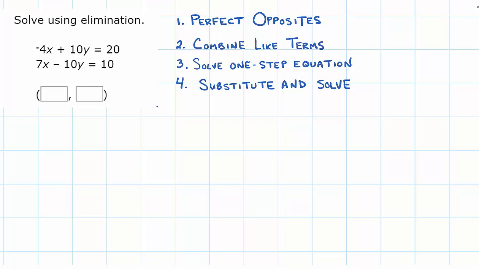So we have now learned that there are 4 things that we have to know, we have to have this prior knowledge in order to solve systems of equations using elimination. We have to know how to find perfect opposites. We have to know how to combine like terms. We need to know how to solve one-step equations. And we've got to be able to substitute at the end and solve for that second variable.